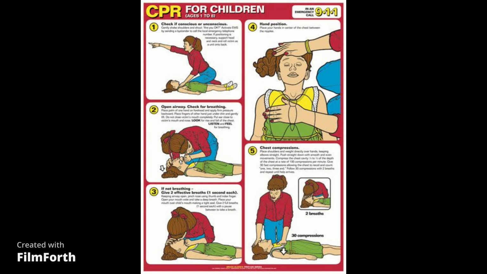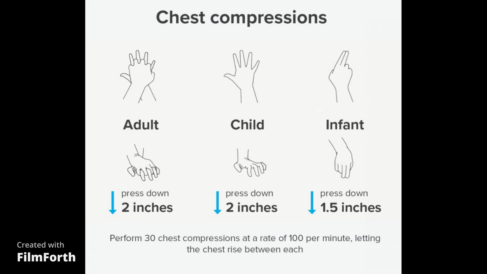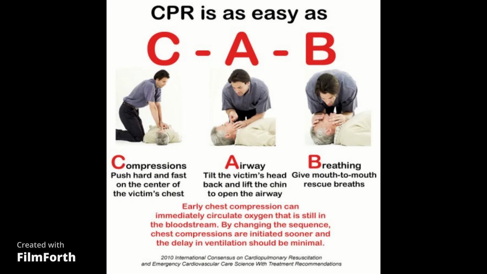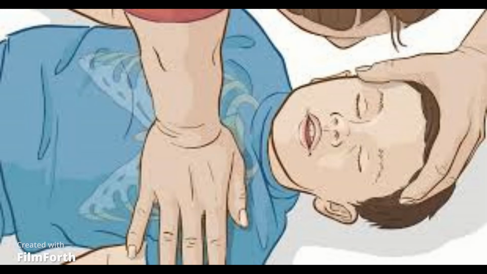CPR for children. Children's CPR is given to a child whose age is about 1 to about 10 or 14 years. The procedure is similar to that for adults with some minor but important differences. First, check for responsiveness by shouting and shaking the victim. Do not shake the child if he has any sustained spinal injury. Second, remember CAB. C refers to circulation.